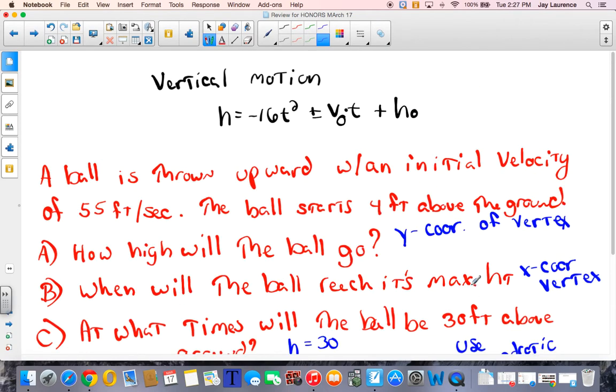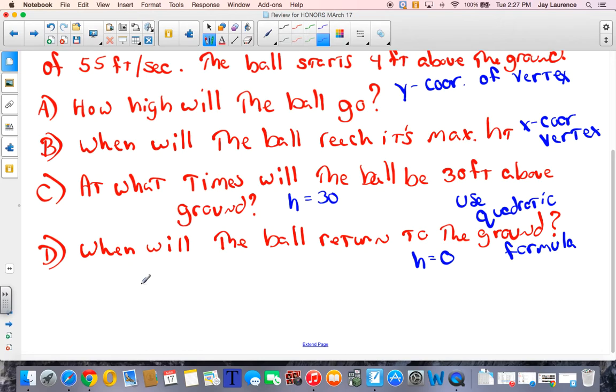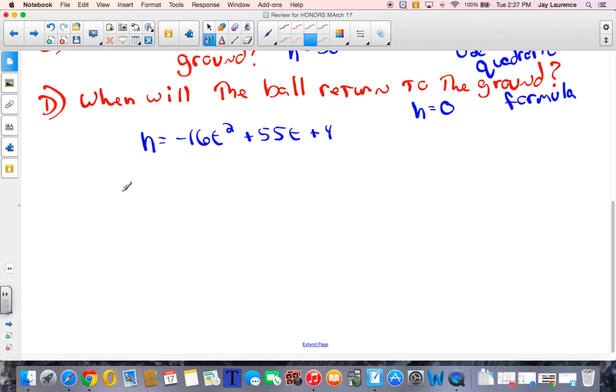All right, so what do we got here? 55 feet per second, so we're going to have h equals negative 16t squared plus 55t, starting 4 feet above the ground, plus 4. All right, first thing I'm going to do is go ahead and find the vertex. So this will be part B actually first. x is going to be equal to negative b over 2a. And it's not going to simplify pretty. I'll go negative 55 divided by negative 32.